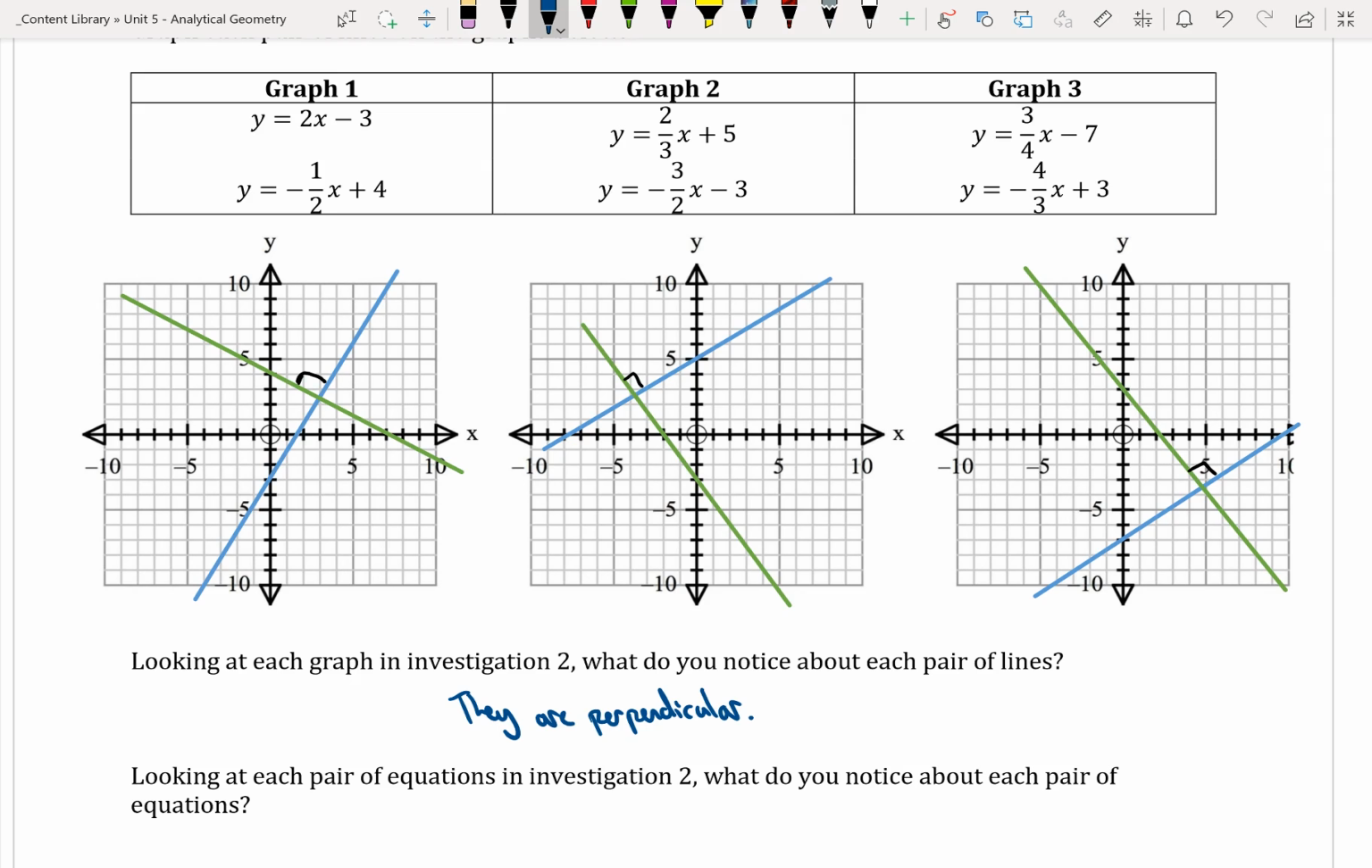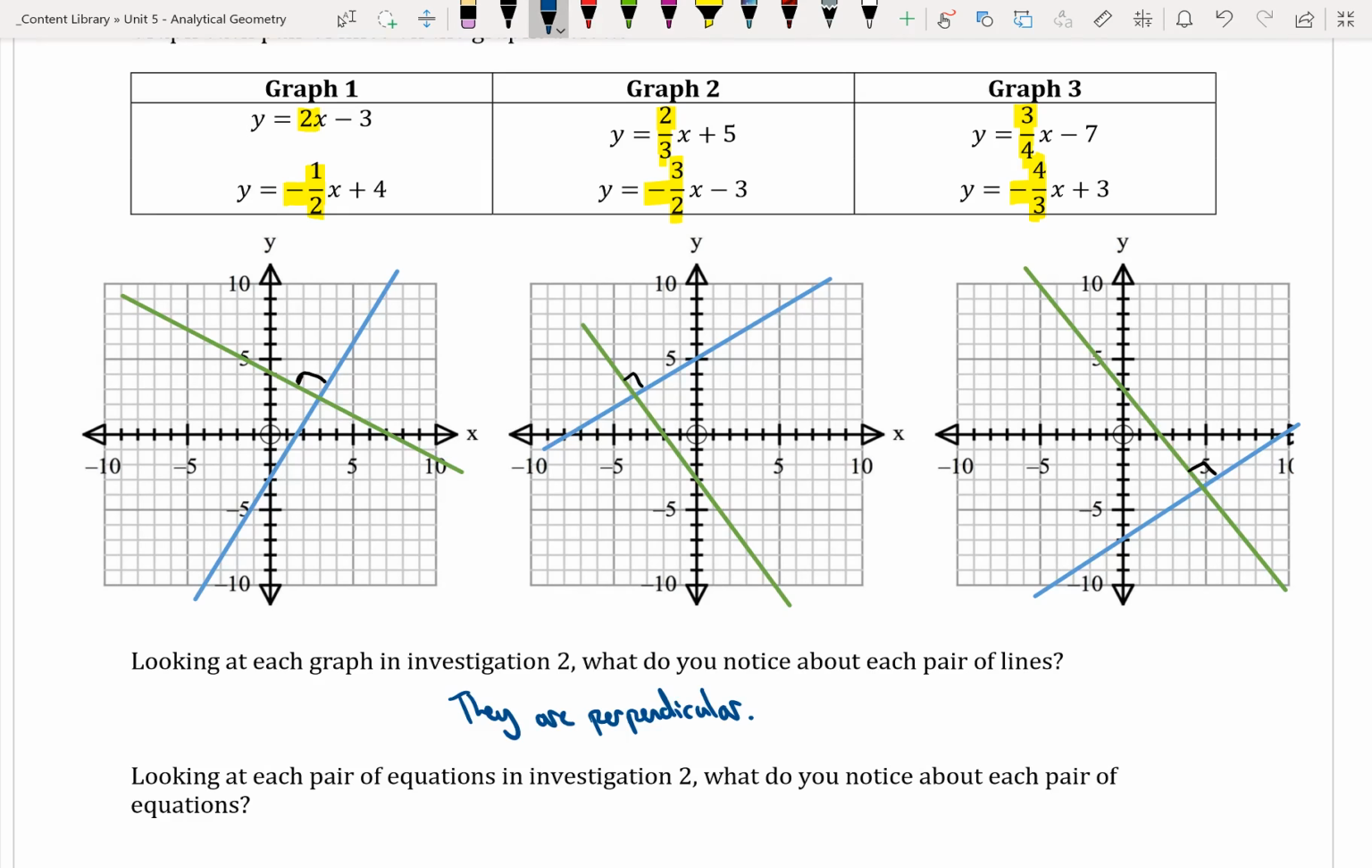Now, if we're looking at just the equations, what do we notice about each pair? You may think back to the parallel lines, which had the same slope, so let's look at the slopes. What do we notice? 2 and negative 1 over 2. 2 over 3, negative 3 over 2. 3 over 4, negative 4 over 3. So what do we notice about these pairs of perpendicular lines?